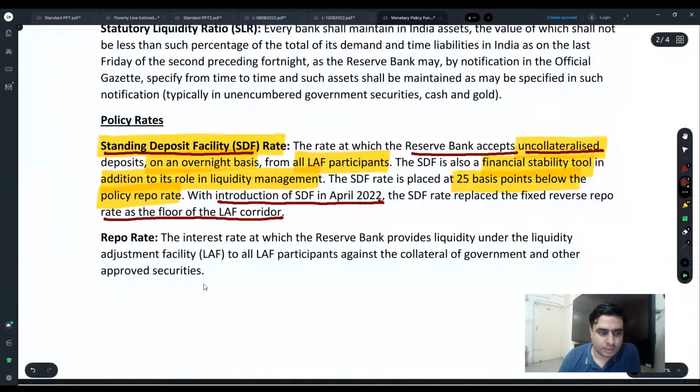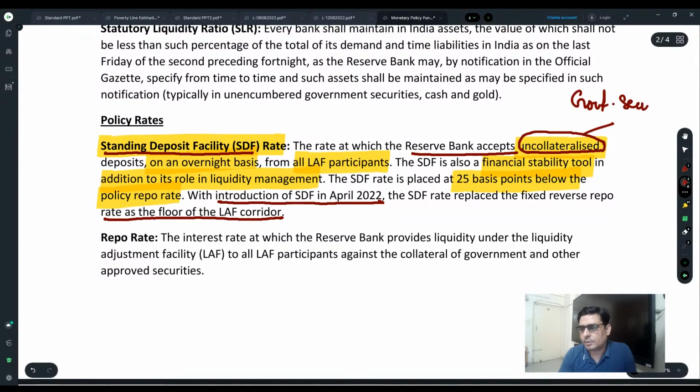So this is why they have defined it under the Standard Deposit Facility. They have defined it here: the rate at which the Reserve Bank of India accepts uncollateralized deposits. More typical financial terminology they have used: uncollateralized. What is collateral?